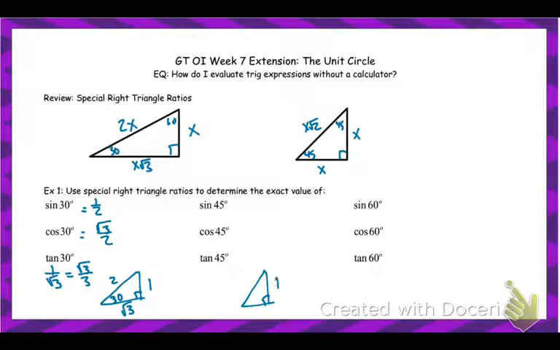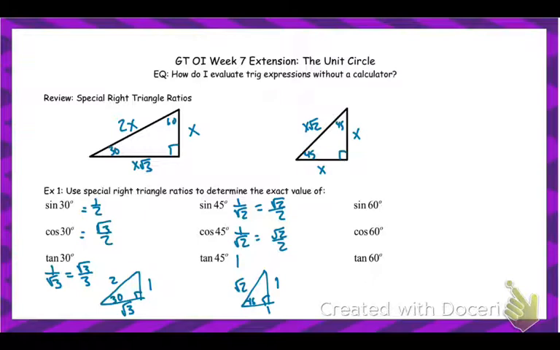But if I use 1 and 1 and root 2, it fits that ratio, and I don't have to worry about reducing. So if this is my triangle, here's 45. Opposite of 45, opposite over adjacent would be 1 over root 2, or you can rationalize it to root 2 over 2. Cosine, adjacent over hypotenuse, root 2 over 2. Tangent of 45, your opposite over adjacent is 1 over 1, which is just 1.